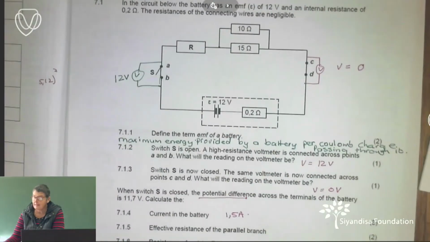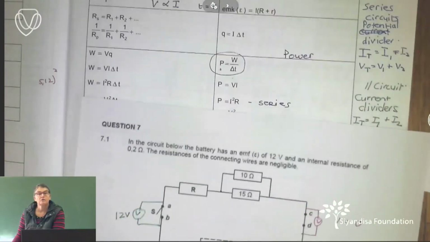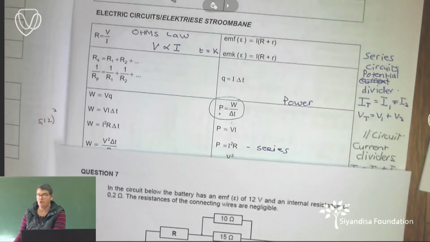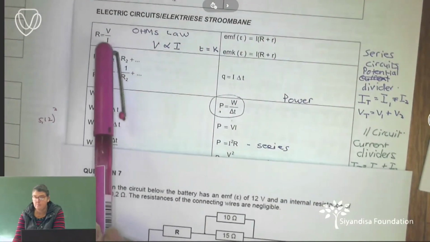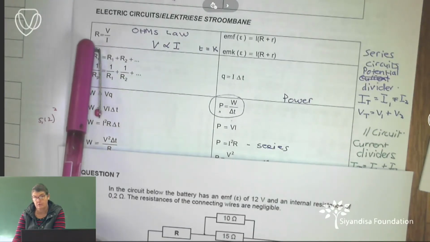What is the first thing I did? They wanted to know from me what the current was, so I had to calculate I. So what did I do? I went to my data sheet. I looked at this formula. I saw I couldn't use this formula because I didn't have the total resistance.